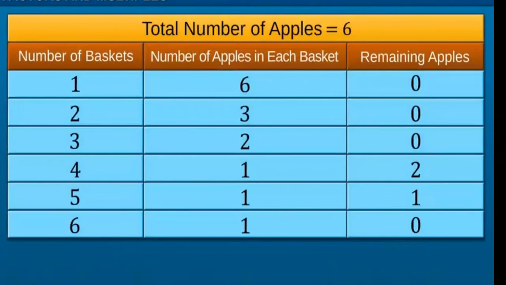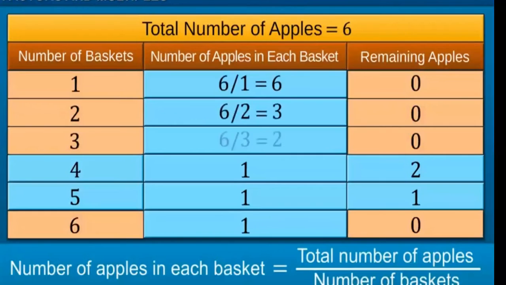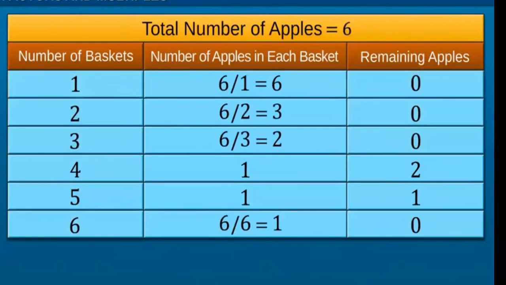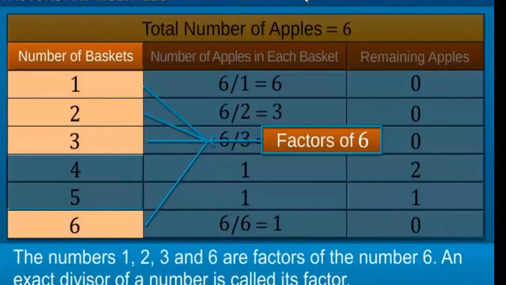Observe the table carefully. Note that when we divide 6 apples among 1, 2, 3 or 6 baskets, there are no apples left. This is because the numbers 1, 2, 3 and 6 completely divide the number 6 without leaving a remainder. We say that the numbers 1, 2, 3 and 6 are factors of the number 6. An exact divisor of a number is called its factor.